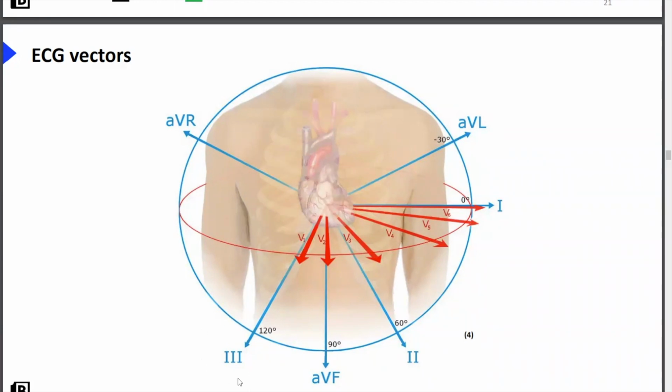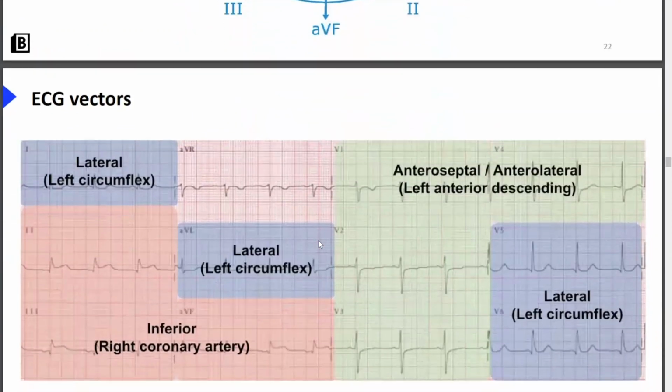If I have a defect in 2, 3, and AVF, where does the problem lie? Inferior, good, because look, these leads are pointing downwards. So if there's a defect in these leads, that must mean the inferior part of the heart is affected. We don't really use AVR too much. So I hope that shows you why these vectors are so important and so useful, and really important when it comes to MIs, which I'll talk about next webinar.